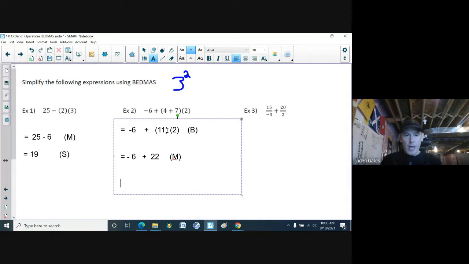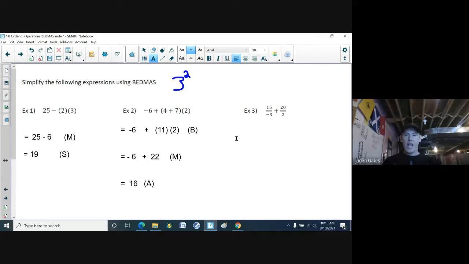And then this time, well, what do we got left over? I'm looking for addition and subtraction. Well, I have -6 plus 22, so we do have some addition going on. And when I look at that addition, let's see, I lose 6, but I get 22 back. Or I could say I have 22 and I lose 6. Same idea. And I would get 16. And that means I just did addition. All right, so for this question, we use 3 letters of BEDMAS, the B, the M, and the A.